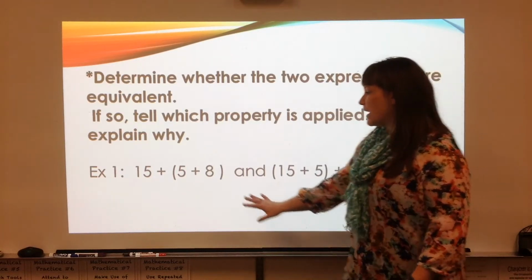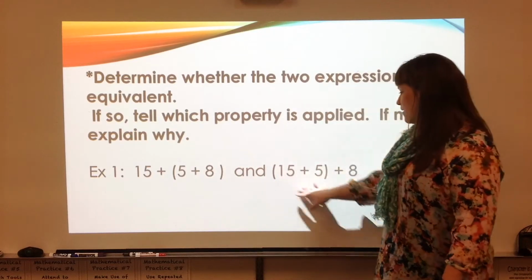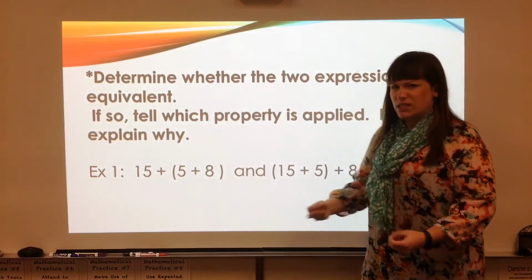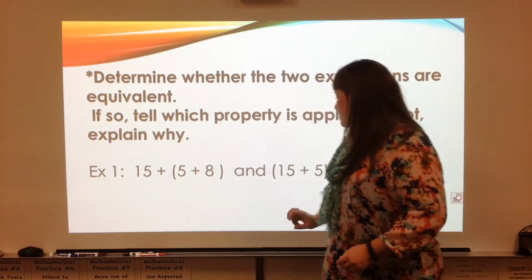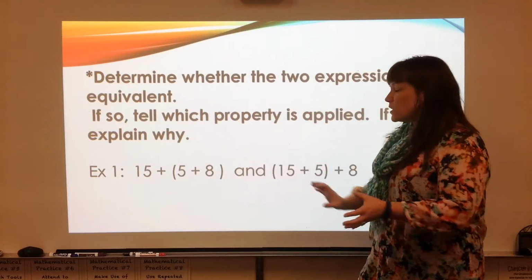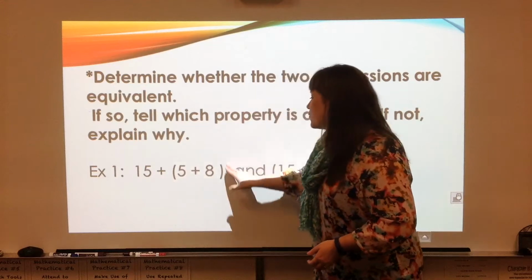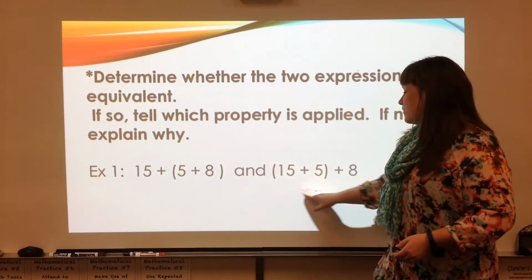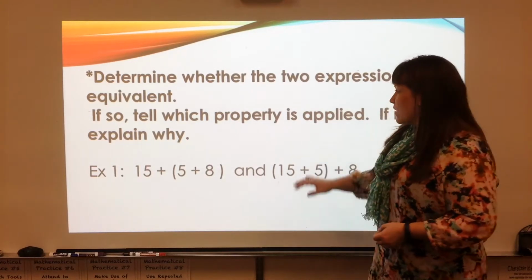We have to look at this expression on the left. They separate them with an "and," and now this is another expression over here. So we have to look and see what's different and what's the same. I'm noticing there's a 15, 5, and 8. The only thing different between the two are the parentheses. The parentheses are grouping the second and third number, and then they're grouping the first and second number. That is the associative property.